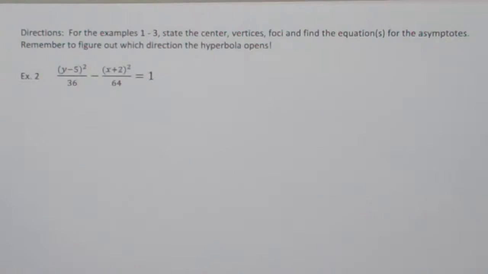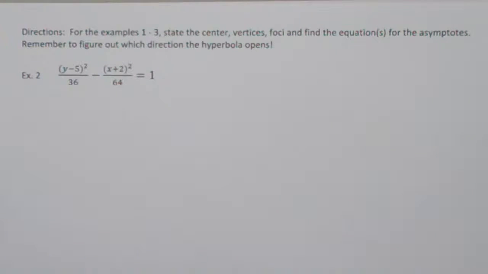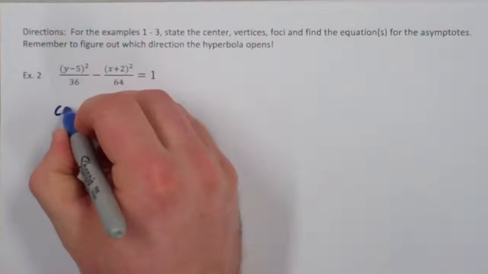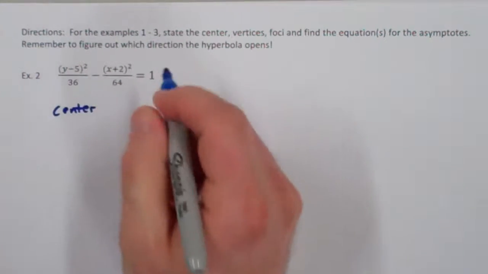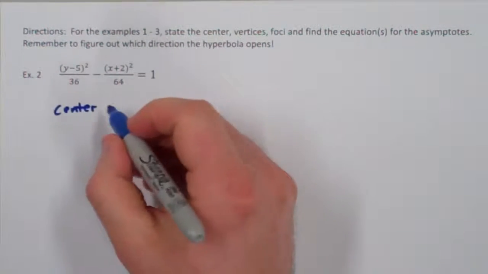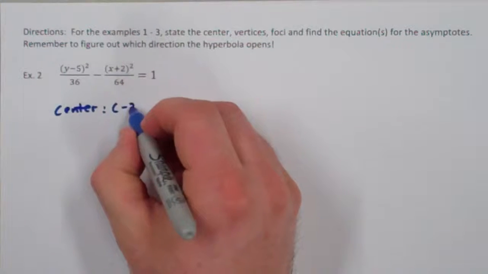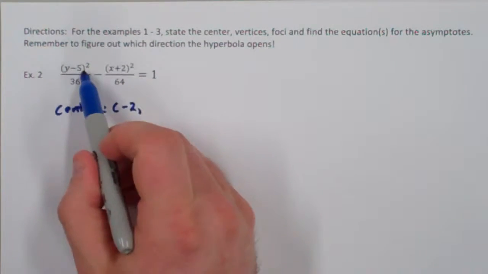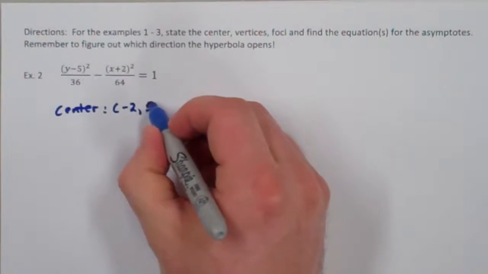Example 2 here, just like example 1, we need to find the center, vertices, foci, and then find the equation for the asymptotes. So let's first try to find the center. And so the center of this thing, always look to find the x term first. So it's going to be the opposite of 2, or negative 2. And then go to the y term, and the opposite of negative 5 is just 5.